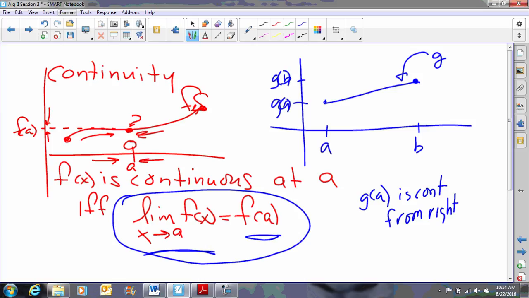In other words, it's an endpoint. It may not be defined to the left, but it continues from the right if the limit as x approaches a from the right of g of x is equal to g of a. And we would say that g of b is continuous from the left if the limit as x approaches b from the left of g of x is equal to g of b. So in other words, we can have left-handed and right-handed continuity of endpoints.